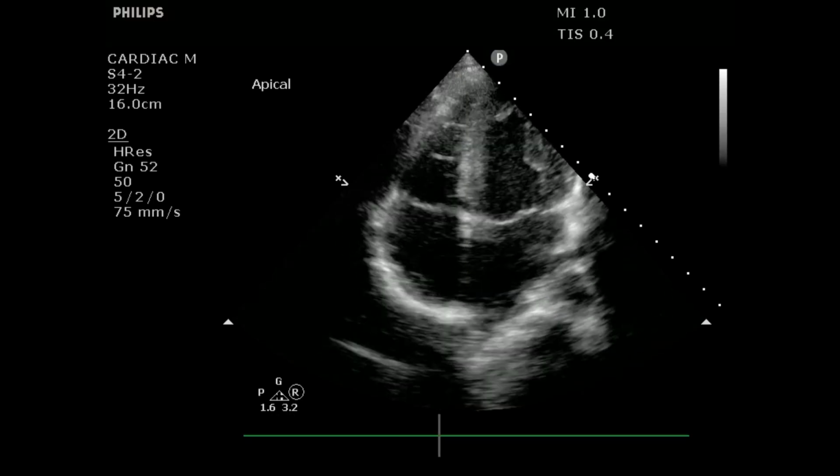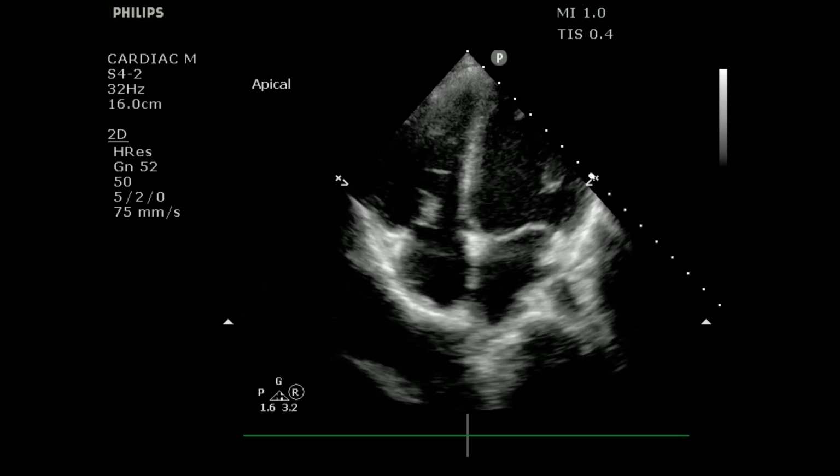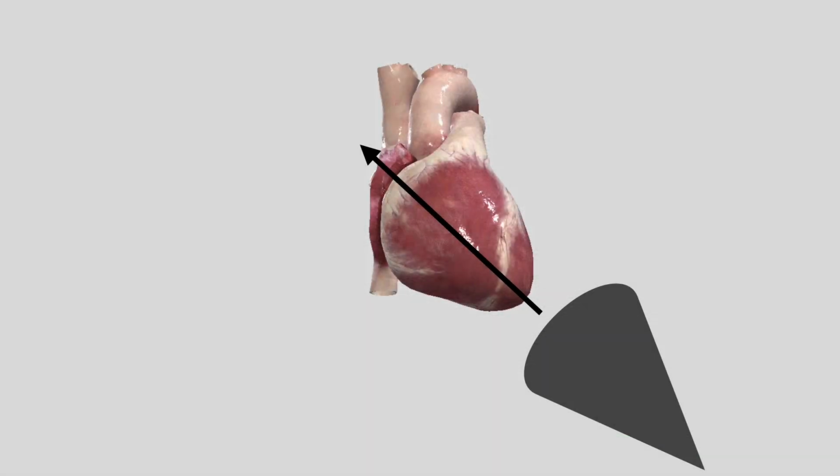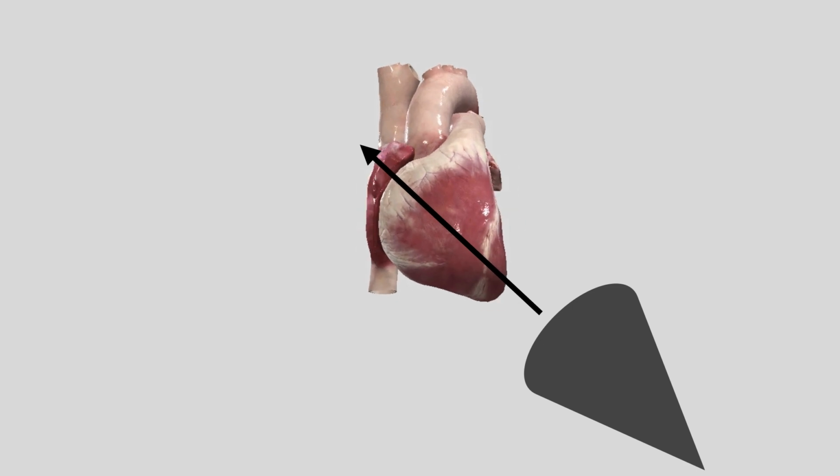This is probably one of the harder windows to get, but it gives you the most information probably of all the different windows, largely because you see pretty much everything, right? You get a great view of the entirety of the heart. And we'll talk about that here in a sec. But if you want it from a schematic standpoint, we're angling our probe down at the apex of the heart, right? Where the heart is adjacent to the chest wall.